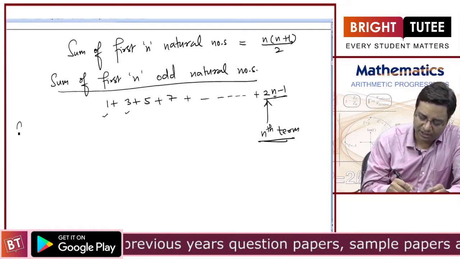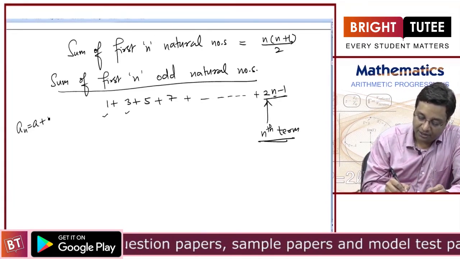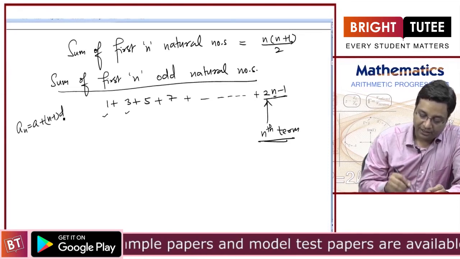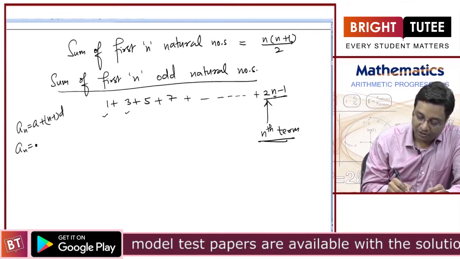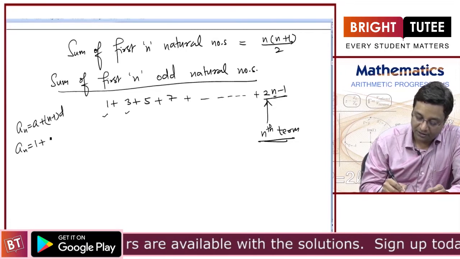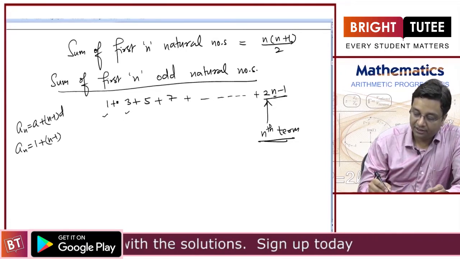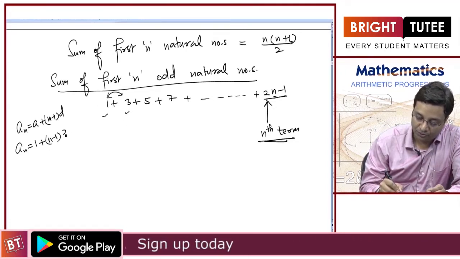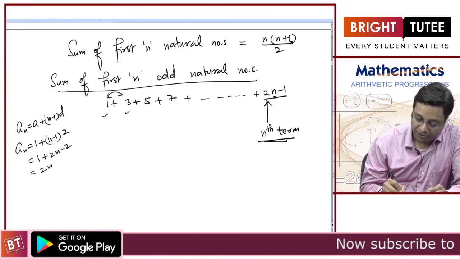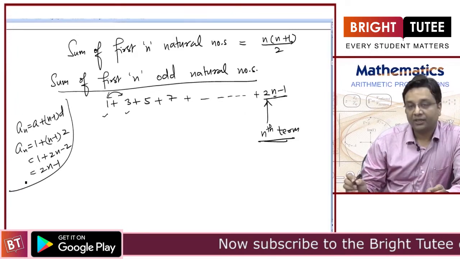Otherwise, you know the formula for nth term. What is the formula? a plus n minus 1 into d, right? So an will be equal to, what is a? 1 plus n minus 1. What is d here? Common difference 2, right? 1 plus 2n minus 2, which will be equal to 2n minus 1, right?